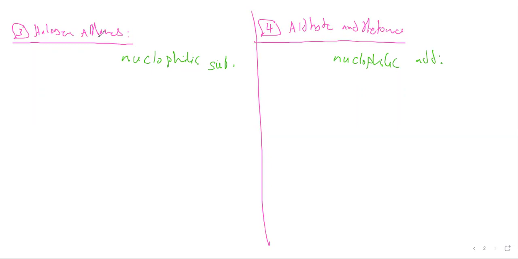Why is this addition and why is this substitution? Halogen alkanes, like alkanes, all contain single bonds, so the reaction must be substitution. And aldehydes and ketones contain double bonds, like alkenes, so it will be by addition. Both of them are nucleophilic, but in the case of halogen alkanes, nucleophilic substitution, while in the case of aldehydes and ketones, because they contain C double bond O, it will be addition.